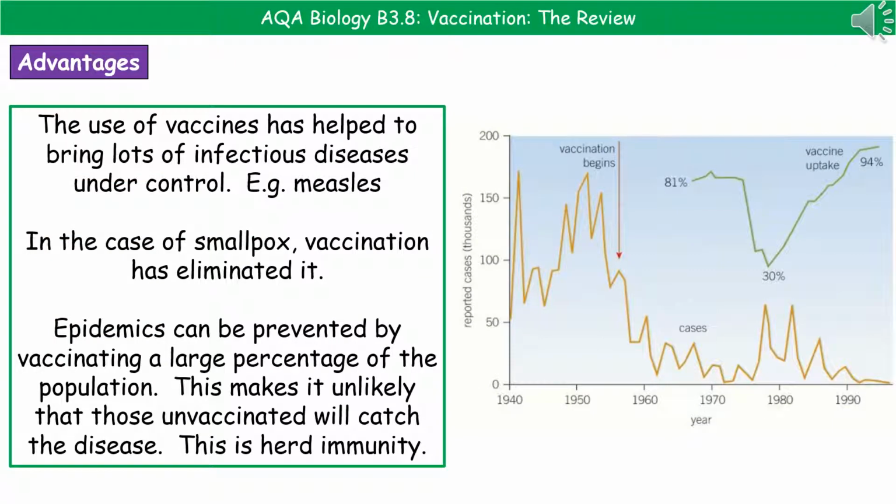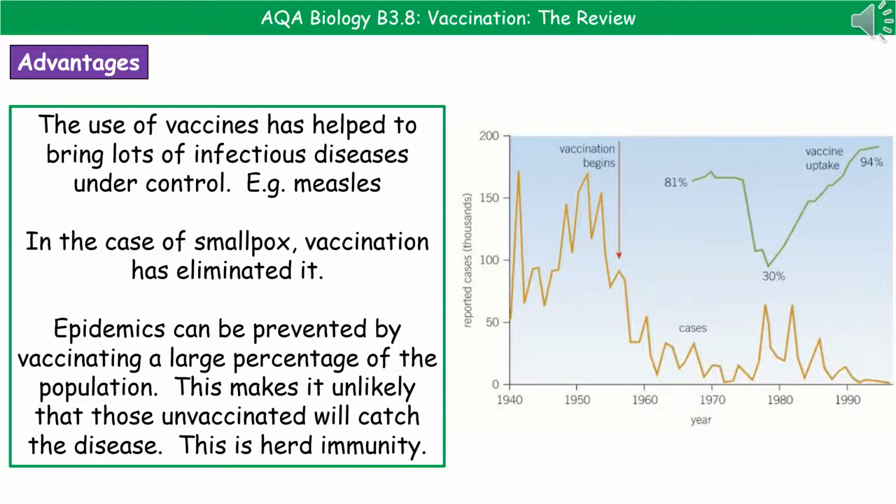When we're considering why we actually use vaccines, hopefully you've got that really obvious answer: it helps to control infectious diseases. And through the use of vaccines, we've brought a lot of those very damaging infectious diseases of the past under control.